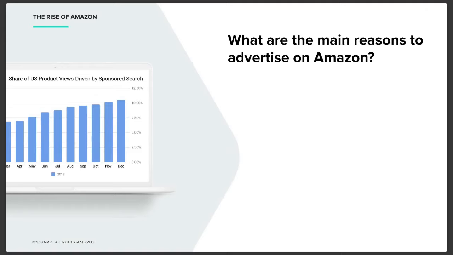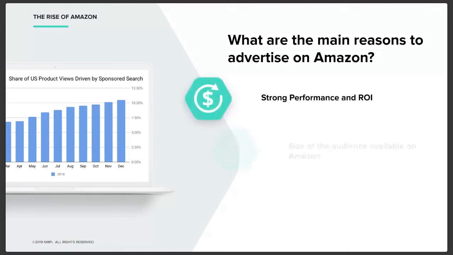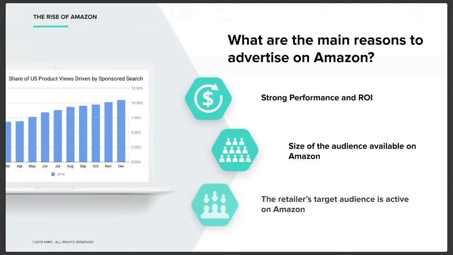From a study in February of this year of US marketers already advertising on Amazon, these were the top 3 reasons as to why they spend on Amazon. Strong performance and ROI, the size of the audience available on Amazon, and that the retailer's target audience is active on Amazon. It's no surprise that these reasons are all related to performance and the size of the audience, with Amazon being the first destination of many looking for online shopping. Interestingly, the 4th top reason was to do with the mindset of the user, that the users on Amazon are there to buy.